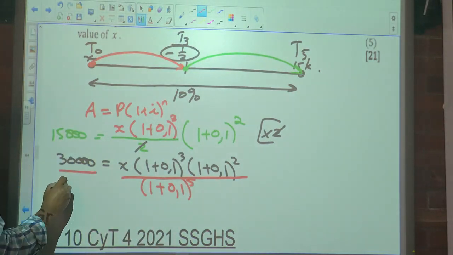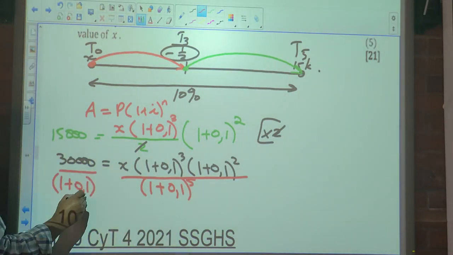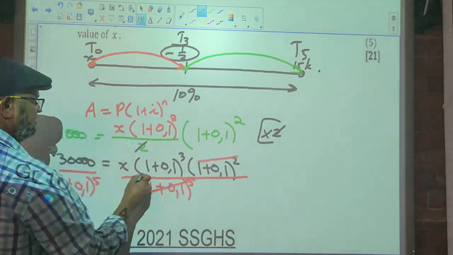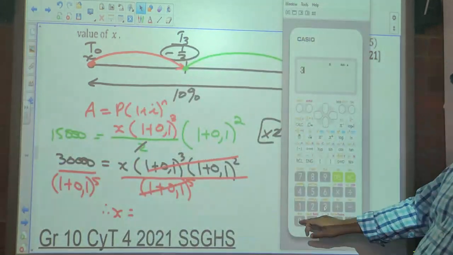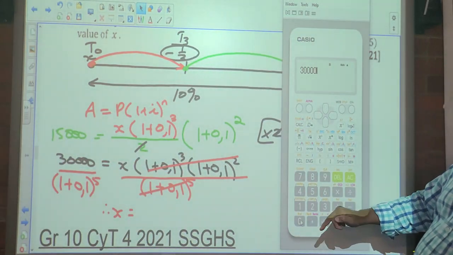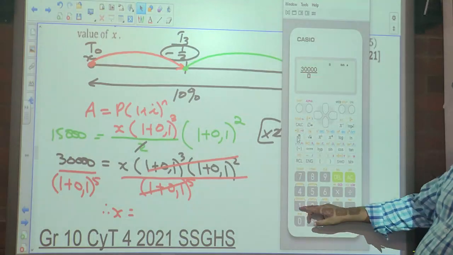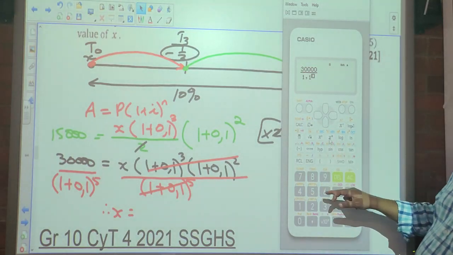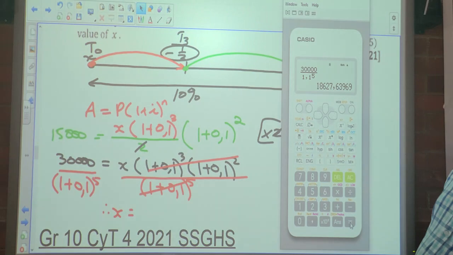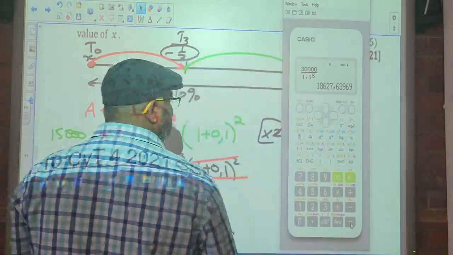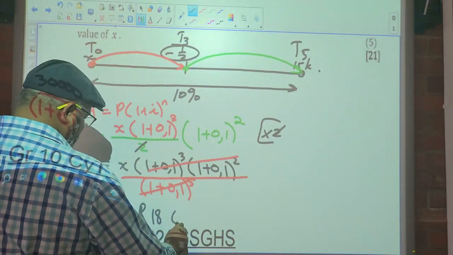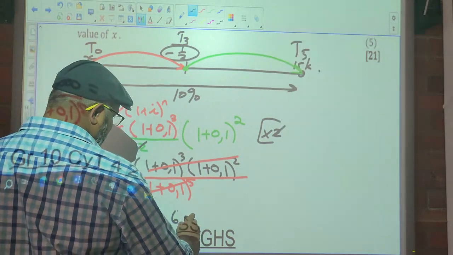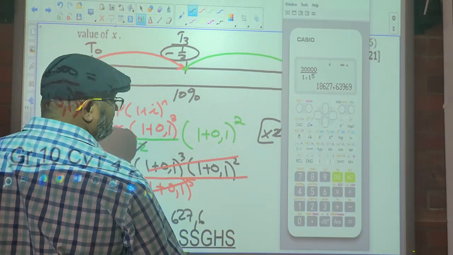Yes, multiplying by the same base, I add the exponents. That's all. So therefore, X is equal to 30,000 over 1.1 to the exponent 5, which gives us 18,627 rand and 64 cents.